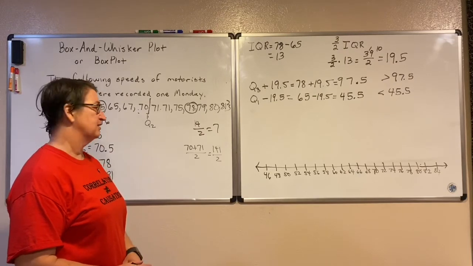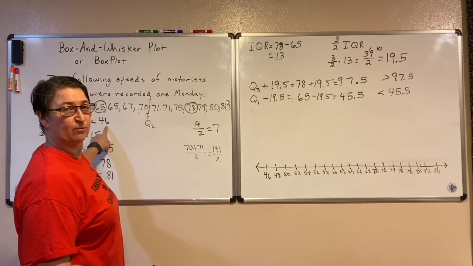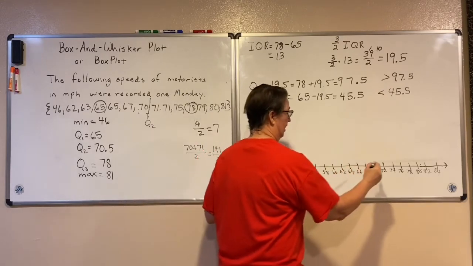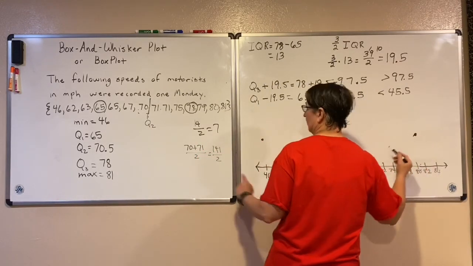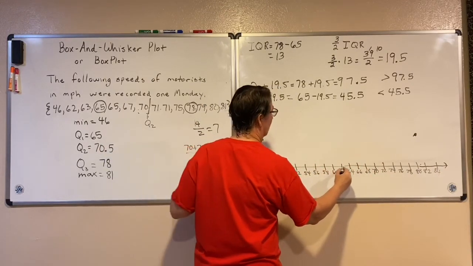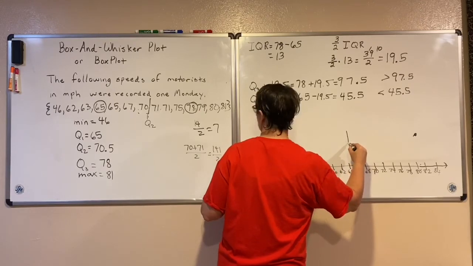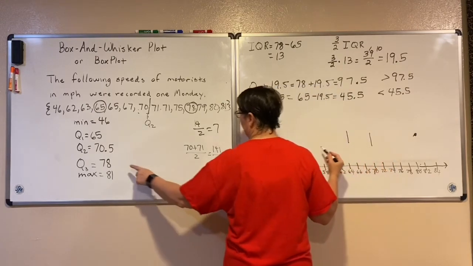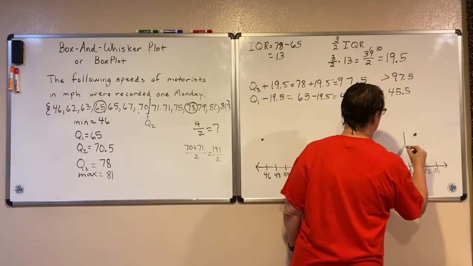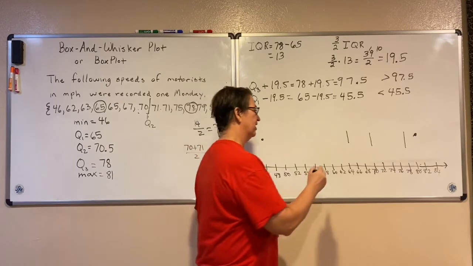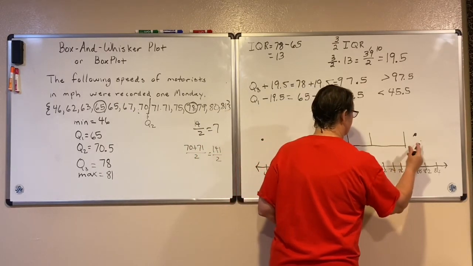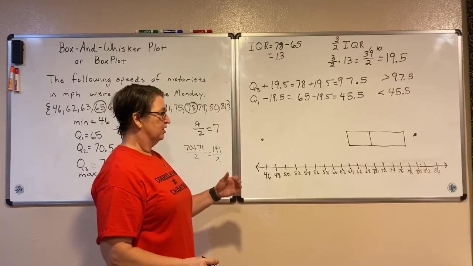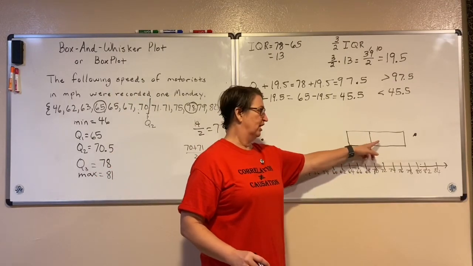Now, I have my number line done. I'm going to just put the 5-number summary on my number line. So at my minimum, I put a dot. And at my maximum, I put a dot. At my Q1, I put a line. So at 65, I put a line. At 70.5, I put a line. And then at 78, we draw a line. To show that interquartile area, this 50% of my data, I'm going to draw a box, hence the name box plot or box and whiskers. Then so 50% of my data is in here, 25% there and 25% there.